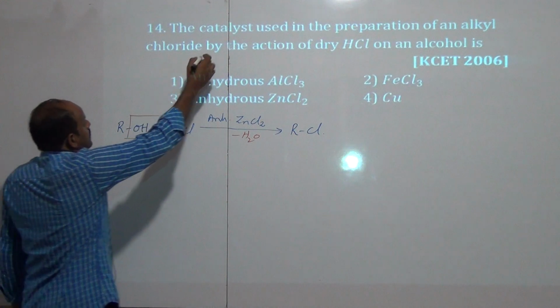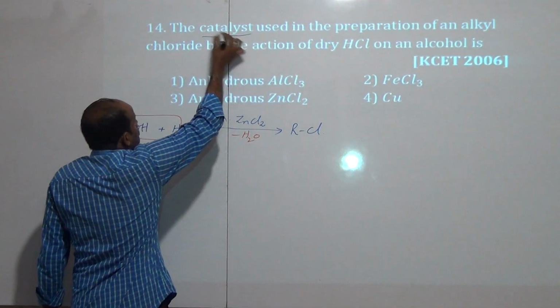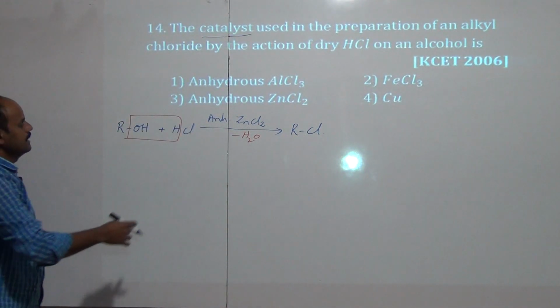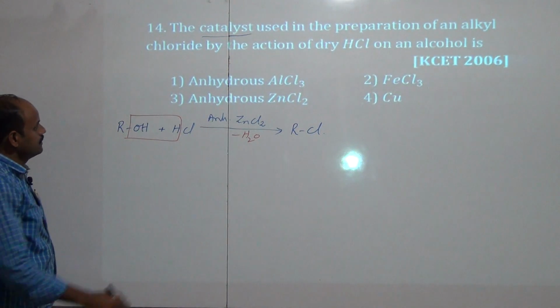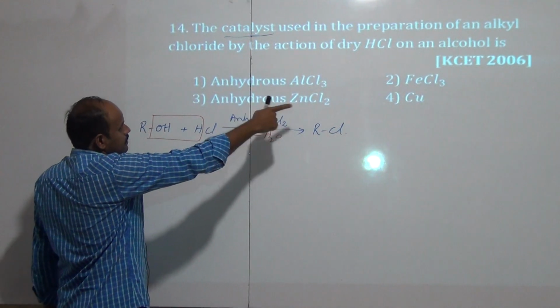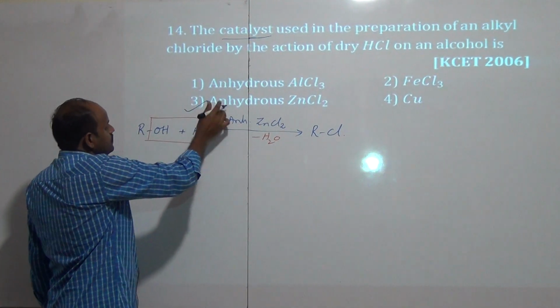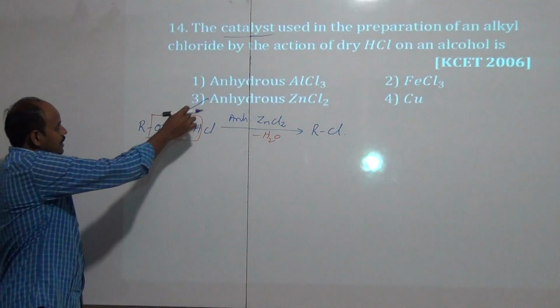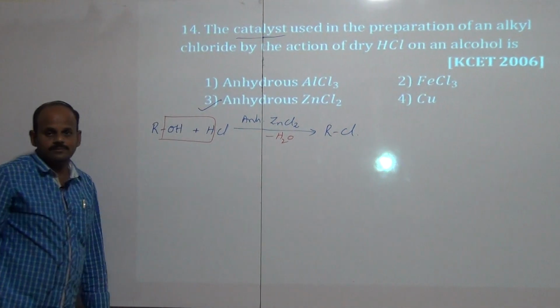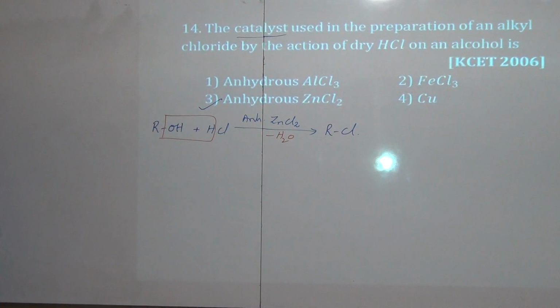Then they asked one catalyst. What is the catalyst? Anhydrous zinc chloride. That is which option? First one is anhydrous AlCl3, no. FeCl3, no. Third one is anhydrous zinc chloride. Okay, direct bit only. This third option is the correct answer. Okay, next bit.